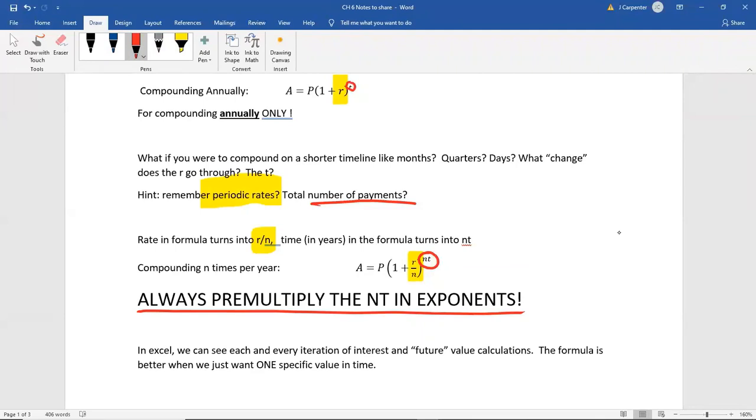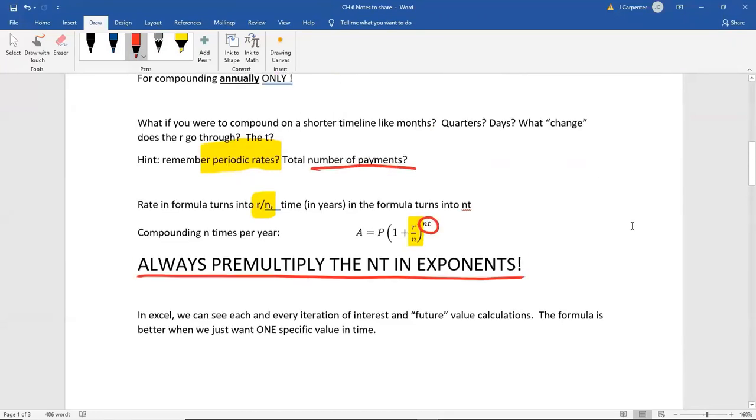So if you had a 5-year loan and you were paying it off monthly, or you put a sum of money into a savings account for 5 years and you were accruing interest monthly, you would take that 5 times 12 and have a 60, and that's what you would type in your calculator in this formula.